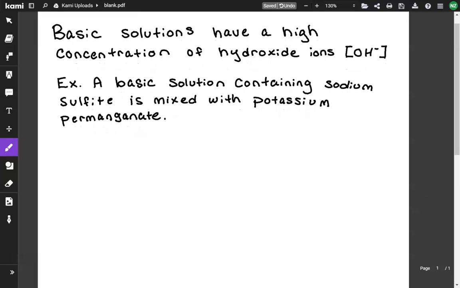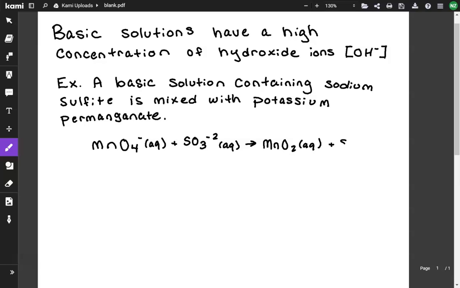Okay, so let me give you the formula for that. It is MnO4 minus, SO3 minus 2, manganese and oxygen, and then SO4 minus 2 aqueous. Okay, so there's our reaction, and I'll let you guys catch up, for those of you that are taking notes still.